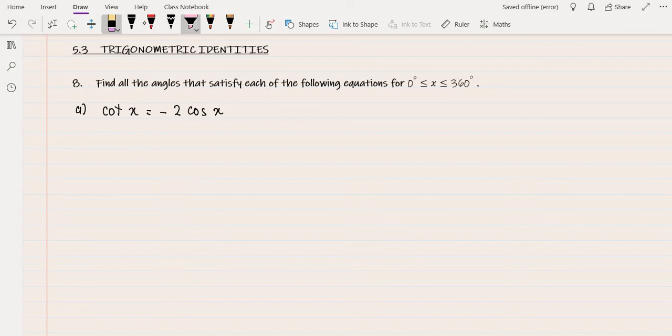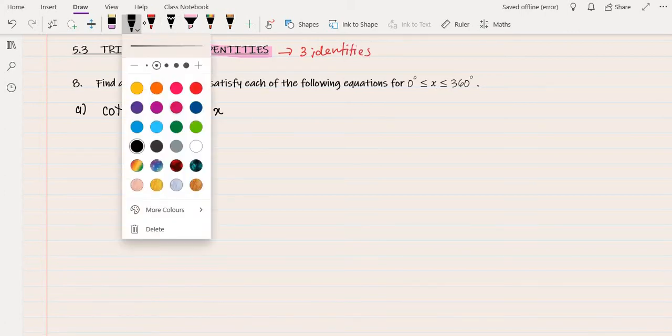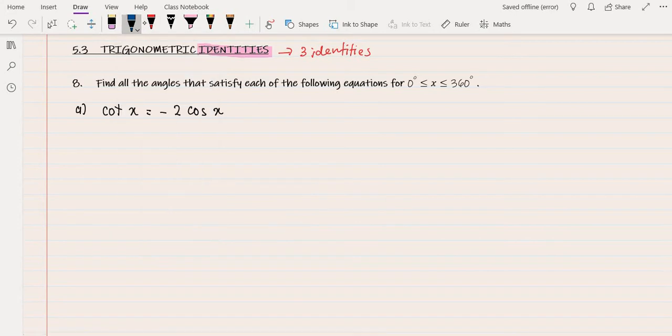So we are going to discuss question 8 from our Topical 5, and this question is focusing on our subtopic 5.3, which is Trigonometric Identities. So please do remember we have 3 different identities that we need to know how to use and to remember. Okay, so the first step that we need to use is read the questions carefully. We need to find the angles that satisfy the equation for x from 0 to 360 degrees.